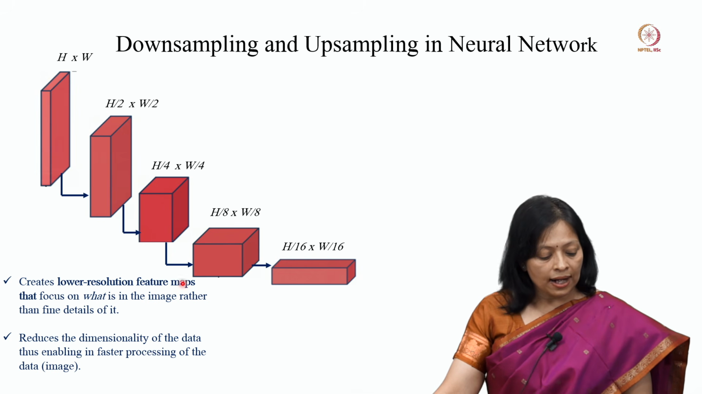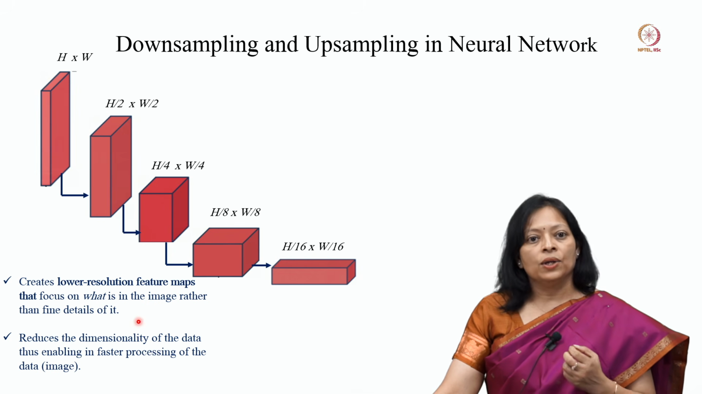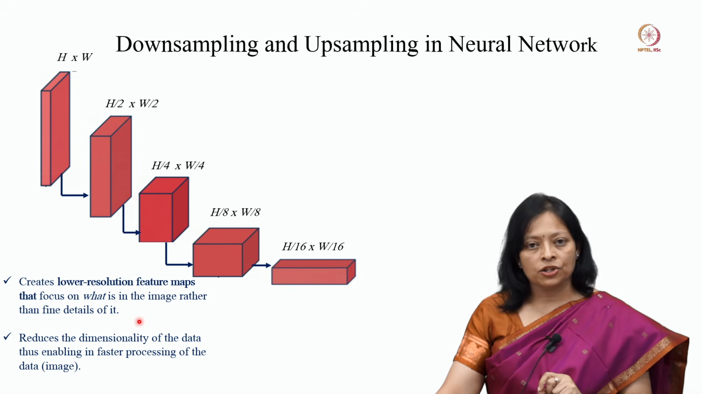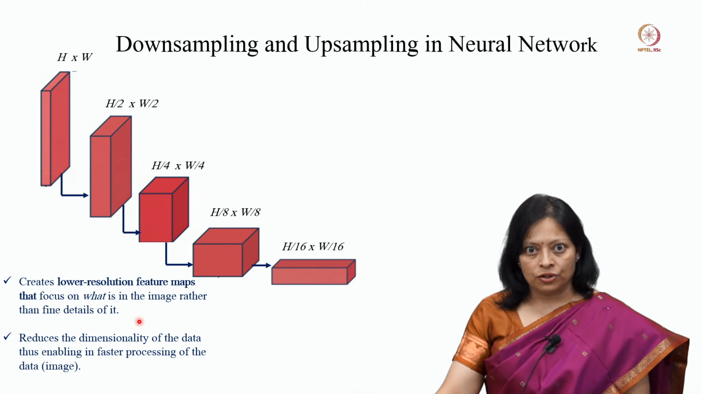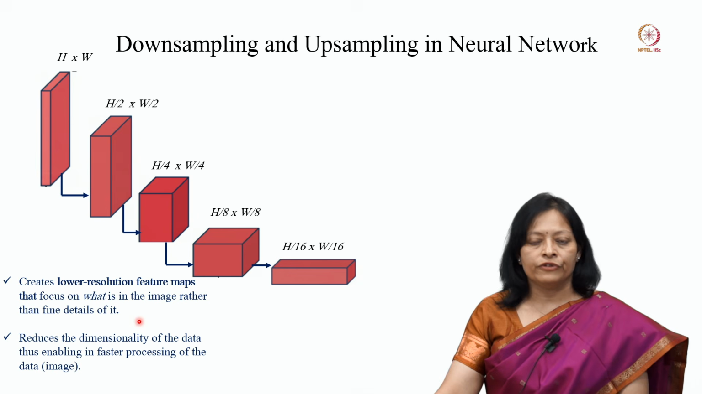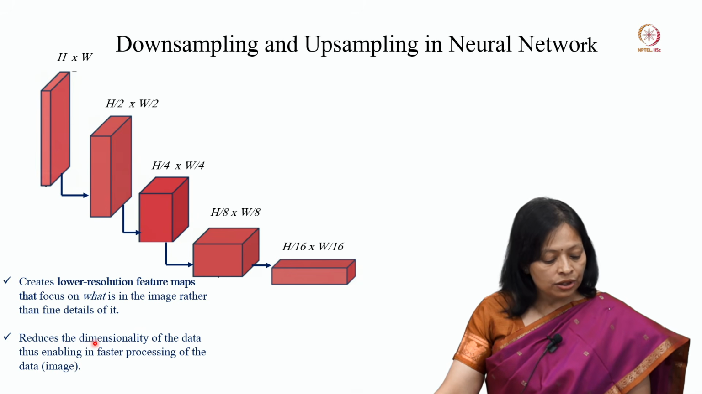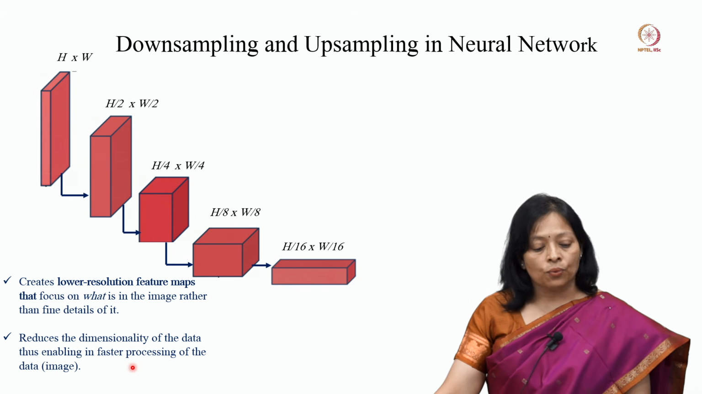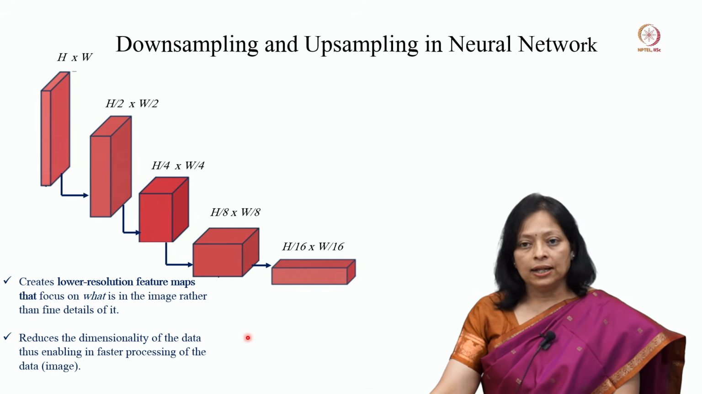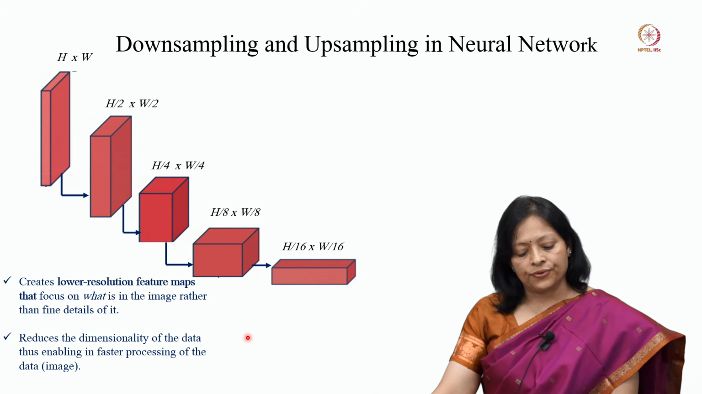In that case, we are not able to see what is in each and every pixel of the image, but we have an idea of what is in the image. Okay? So, it is a low resolution feature map. It also reduces the dimensionality of the data, thus enabling faster processing of the image. So, why do we do downsampling? Because it reduces the dimensionality, which is required for faster processing.